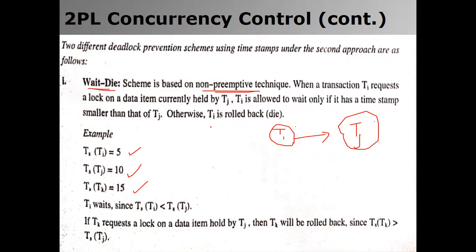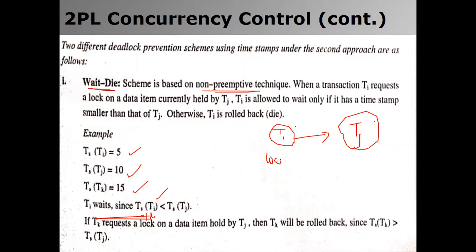So what happens when we make use of the wait-die protocol? The rule we implement is: if the timestamp value of Ti is less than the timestamp value of Tj, then Ti is the old transaction. Whichever timestamp value is less is the old transaction, and Tj is the young transaction. So if Ti is the old transaction, it is going to wait.